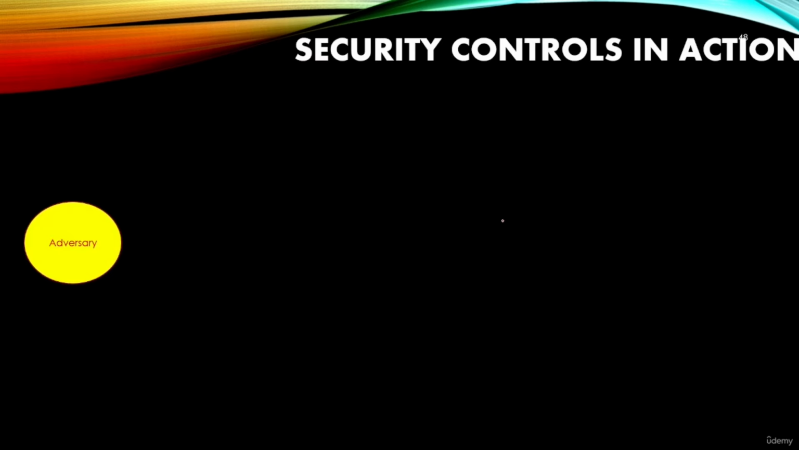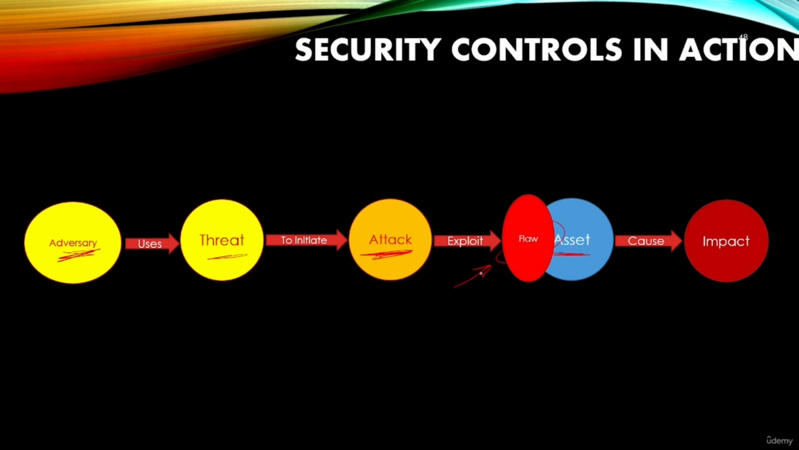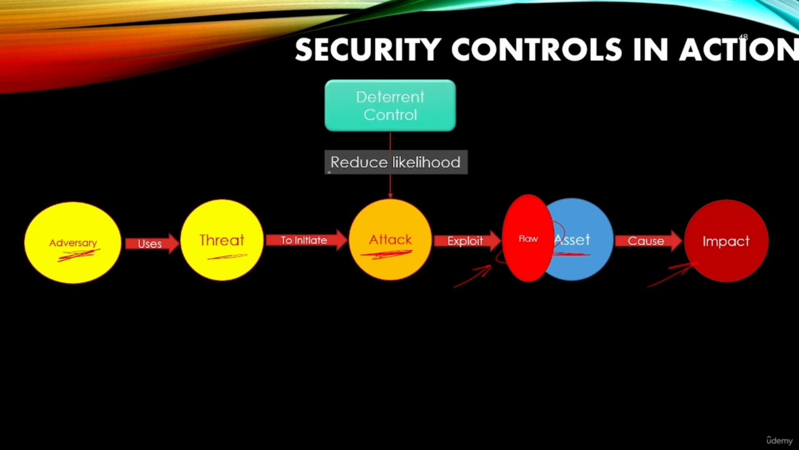So when we look at the security controls in action, we have this normal cycle of cyber attack. We usually have a threat actor who uses a threat to initiate a cyber attack, and the cyber attack targets a vulnerability that exists in a particular asset. The result of this chain will be causing an impact. So by using deterrent security controls, we can reduce the likelihood. If we have warning banners, instructions, or a strong monitoring system, and the adversary is aware of the existence of such a system, in this case, this can reduce the likelihood.